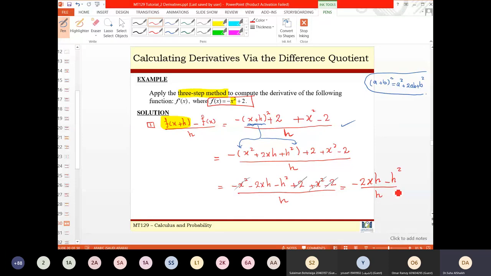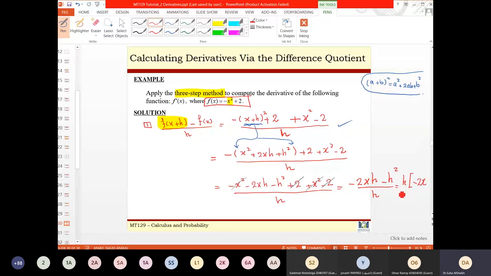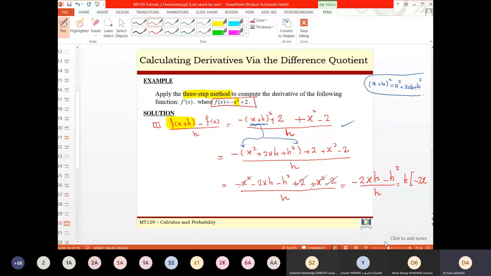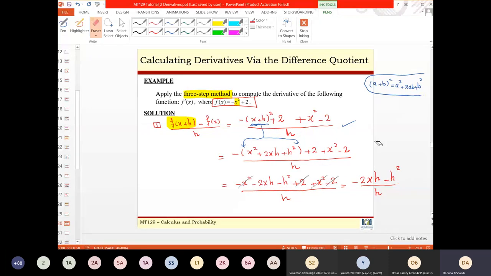From the top, I can take h as a common factor. So we remain with minus 2x. Let me write it here. From here, we take h as a common factor. We remain with minus 2x minus h. عامل مشترك, yeah, common factor, divided by h.